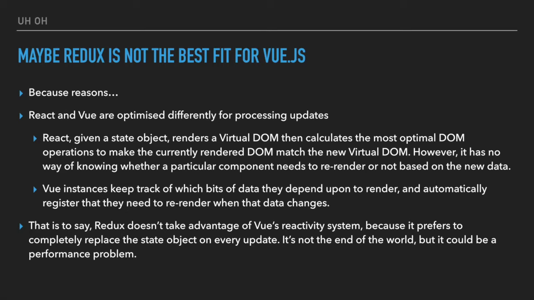It has a slightly slower setup at the beginning because it needs to set up all of these getters and setters on your data, but it's more efficient. It tries to be more efficient later on because it knows automatically when the data changes which bits of the DOM need to update. So that's to say, Redux doesn't take advantage of Vue's reactivity system. It prefers to completely replace the state object on every update, which is not the end of the world, but it could become a performance problem. Which is where Vuex comes in.